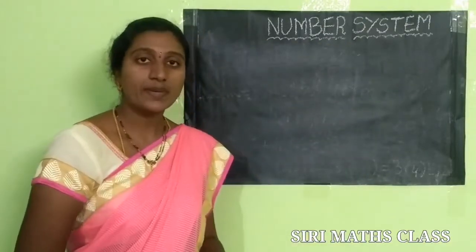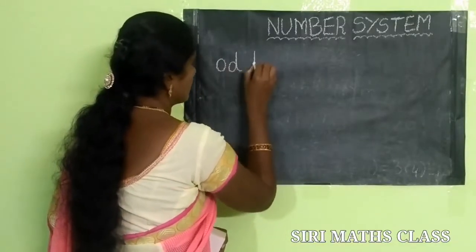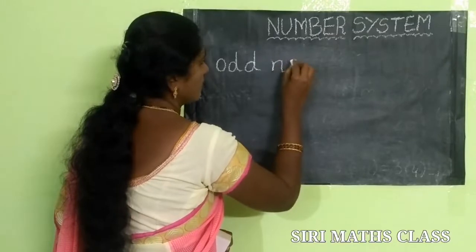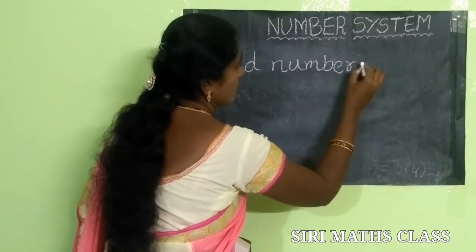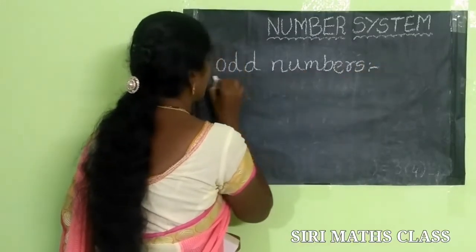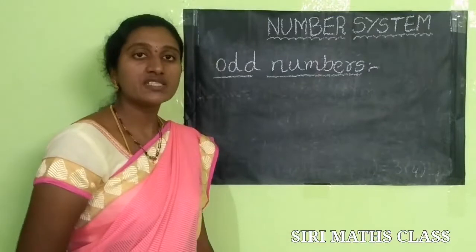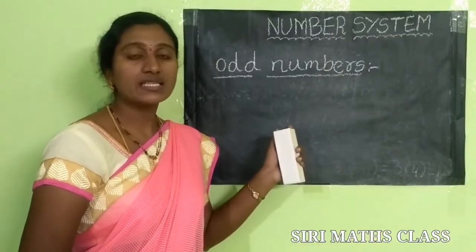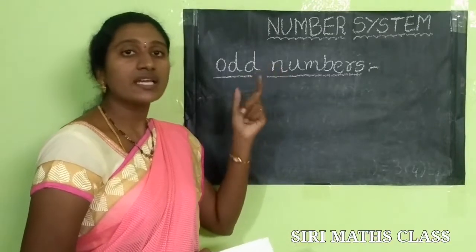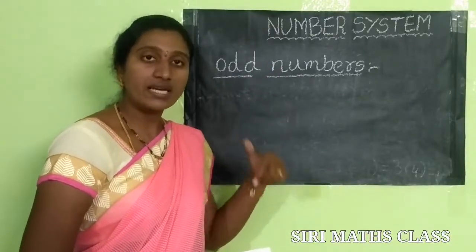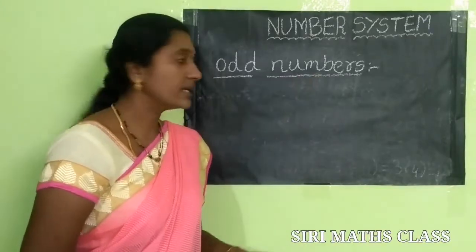Okay, we go to the next topic, odd numbers. The numbers which, when divided by 2, give the remainder 1 are called odd numbers. Any number divided by 2 that gives the remainder 1, these numbers are called odd numbers.